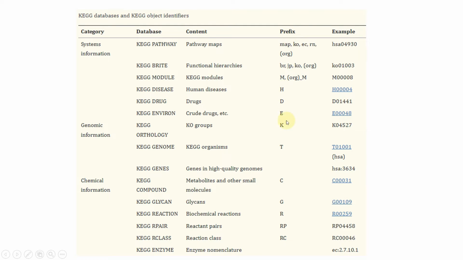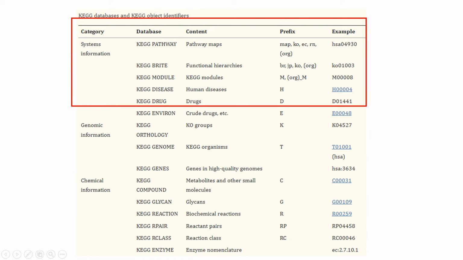And here you can see there are different prefixes, and one example is given against each information system. The system information is covered by different databases like KEGG pathway, KEGG brite, KEGG module, KEGG disease, and KEGG drugs. Here you can see the KEGG pathway. Here is one example: HSA04930. Each organism in the KEGG system is abbreviated to three letters, like HSA stands for Homo sapiens, that is the scientific name of human being.